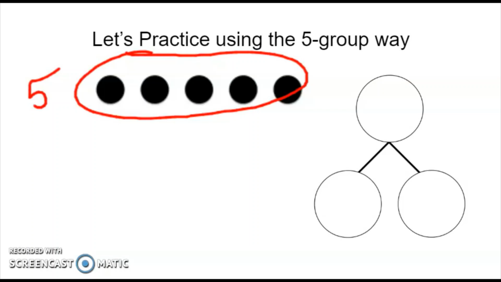Now I'm going to use this 5 group to help me show 6. So I'm going to count 5, then I'm going to draw 6. I have 5 as one part, 1 as another part, and then I remember us saying that we're going to show 6. So I'm going to count on 5, 6. 6 is my total or my whole.